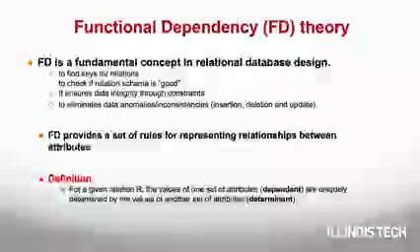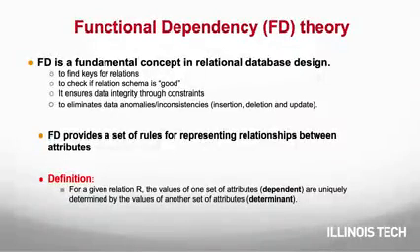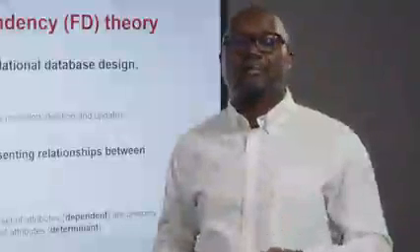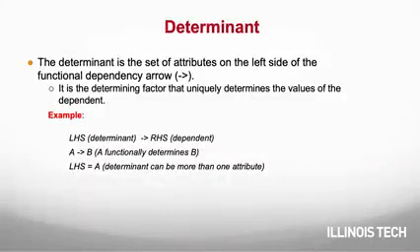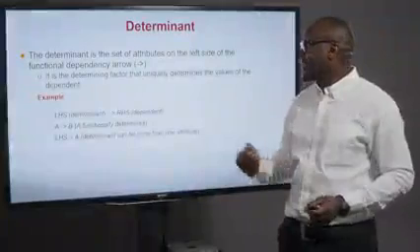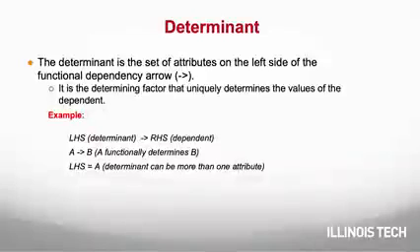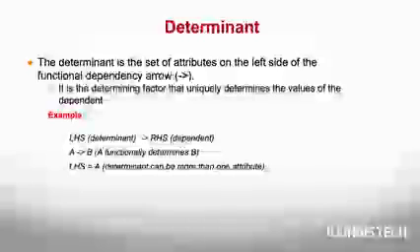And we have a definition here for a given relation R. The values of one set of attributes, which we also call the dependent, are uniquely determined by the values of another set of attributes, which we are going to call the determinant. Let's look at those two terms, the dependent and determinant. The determinant is a set of attributes on the left side of the dependency arrow, and the dependency arrow is indicated this way. Many times, this is the determining factor that uniquely determines values of the dependent.